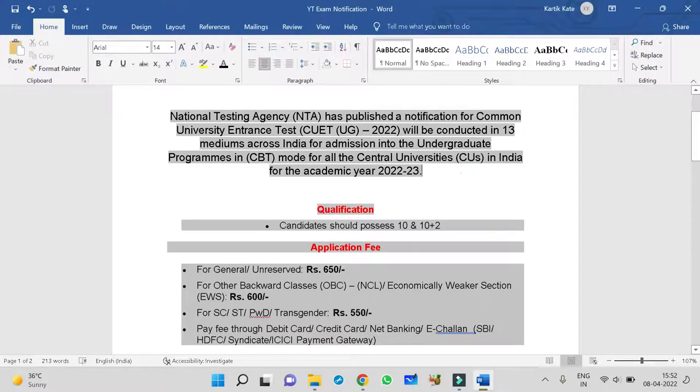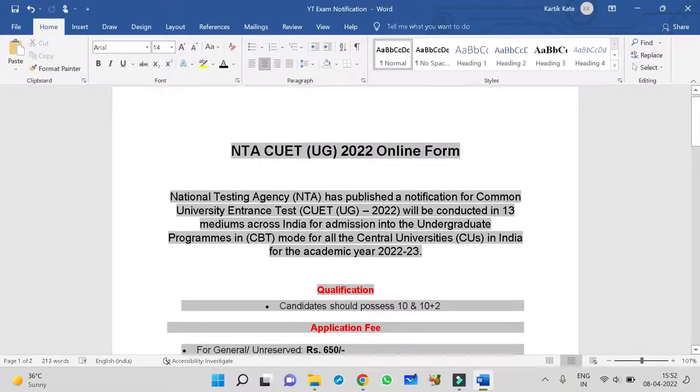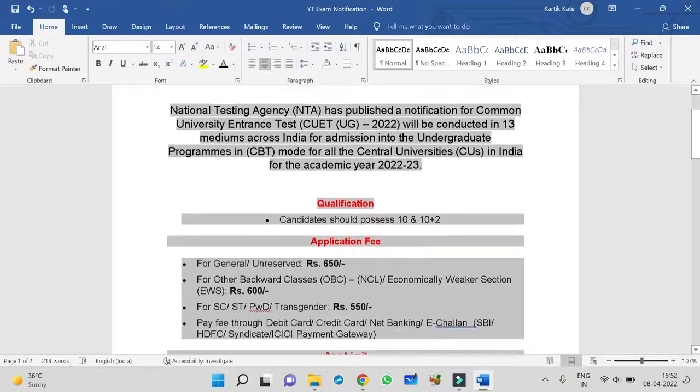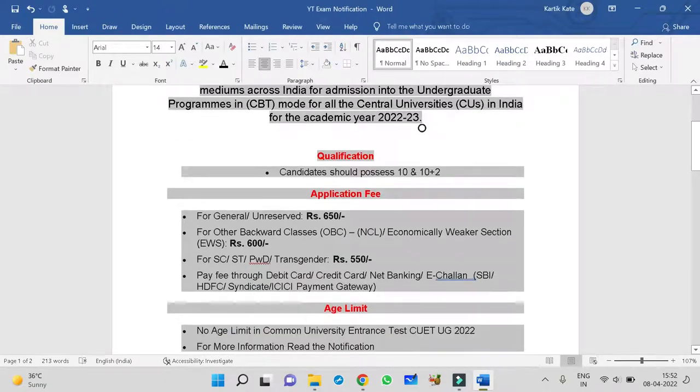So if you qualify this exam, you are going to do your degree in central universities in India for the academic year 22-23. This is the entrance test the NTA has conducted, that is CUET, Common University Entrance Test. So what is the qualification? The candidate should have completed his 10th and 12th. 10 plus 2 is nothing but 12th.